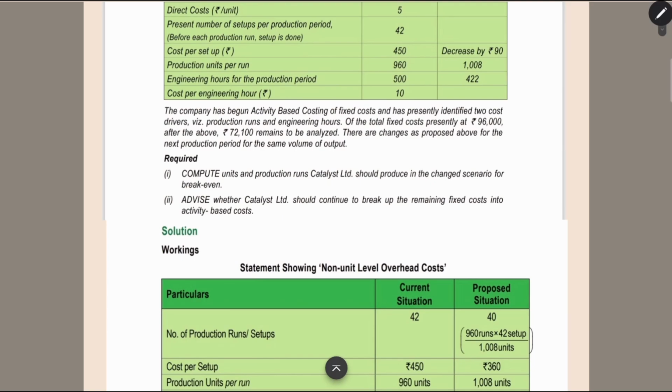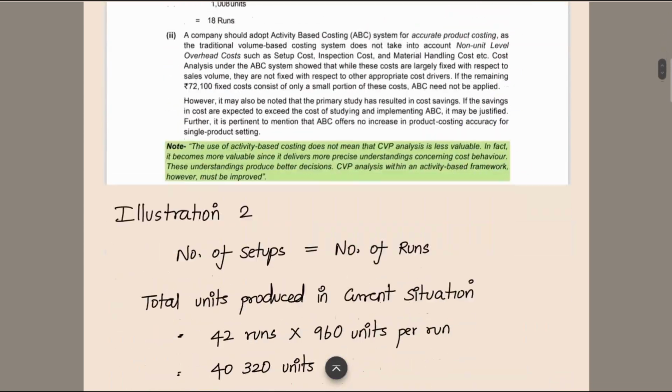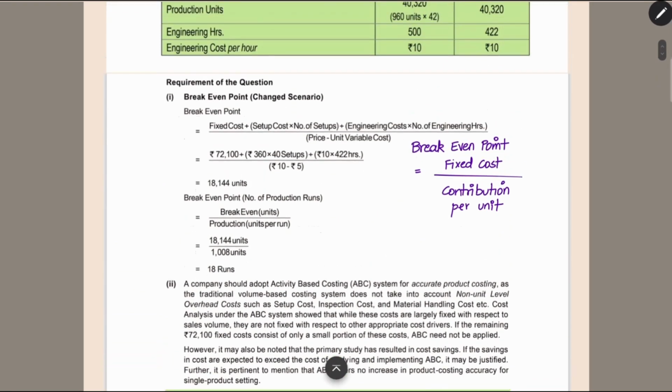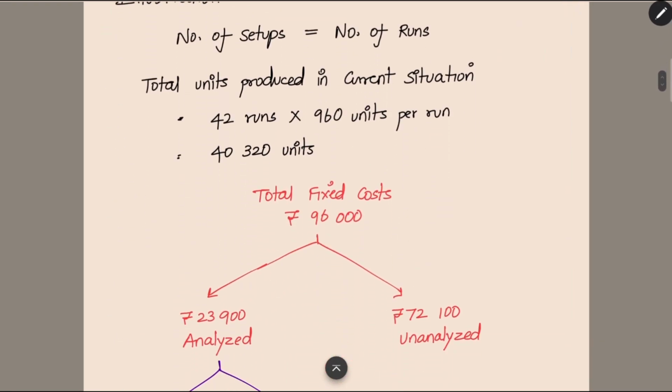Here the second part is a theory part, and they are asking whether the company should try to break up the remaining fixed cost or should not analyze the remaining part. By analyzing the part, they have found out that there are two activities. By finding out the two activities, they have reduced the number of setups, the cost per setup, and the number of hours. By doing this, they have got cost savings. So, if you analyze even more, you can get even more cost savings. So, you have to analyze the unanalyzed part of the fixed cost.